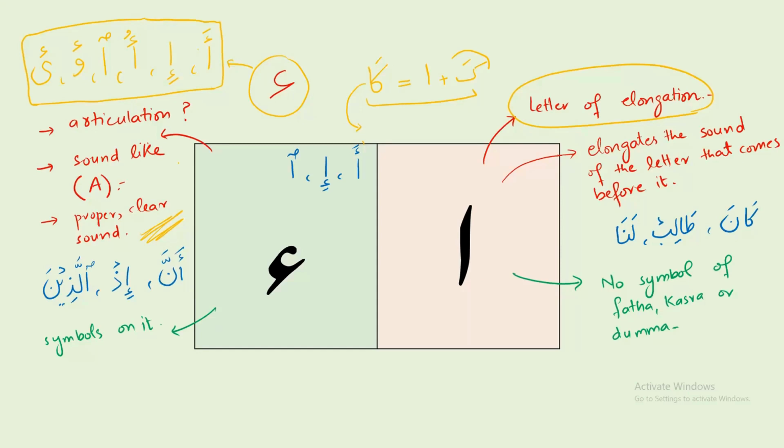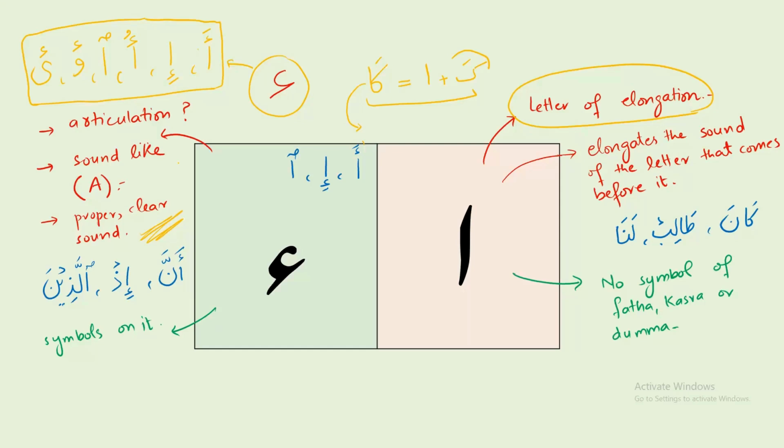So the first one, which is Alif, is articulated from the empty space in our mouth, right? All the empty space. For alif, our tongue is not involved, neither are our teeth, or any other area in our mouth. It is just from the empty space in our mouths.